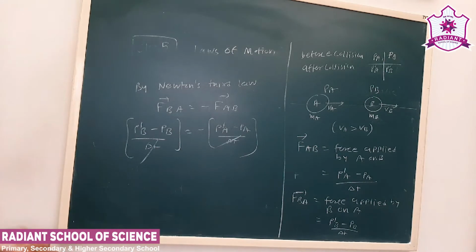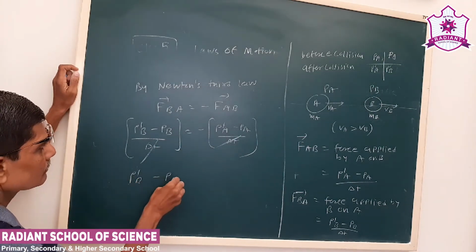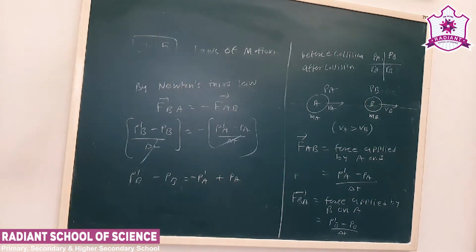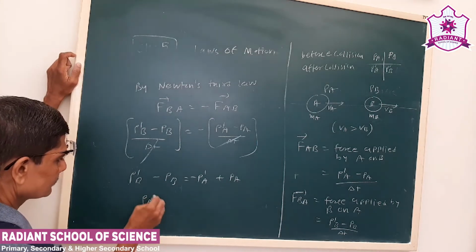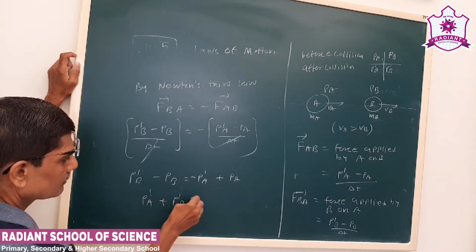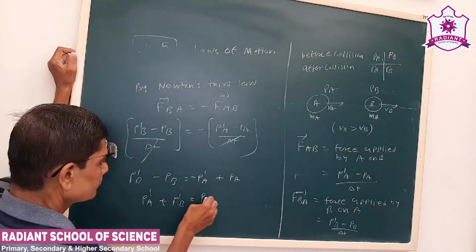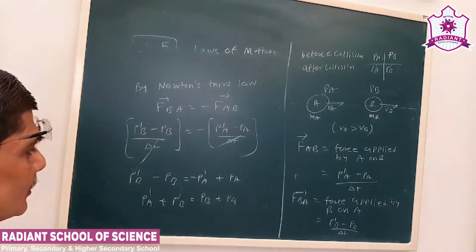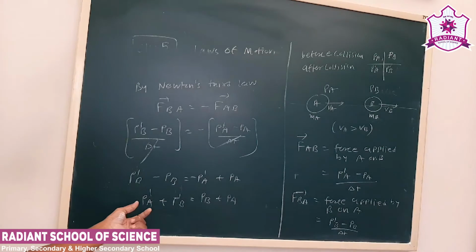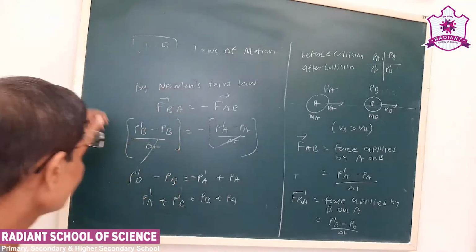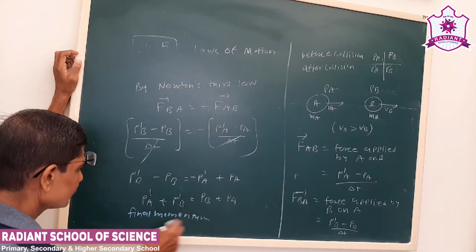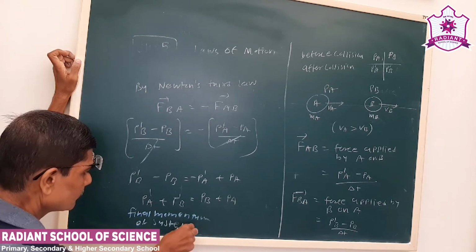This will get cancelled. Now we can write P dash A plus P dash B is the final momentum. PA plus PB is the initial momentum of the system, that is before collision. P dash A plus P dash B is the final momentum, that is the momentum of the system after collision. So we can write this as the final momentum of the system.